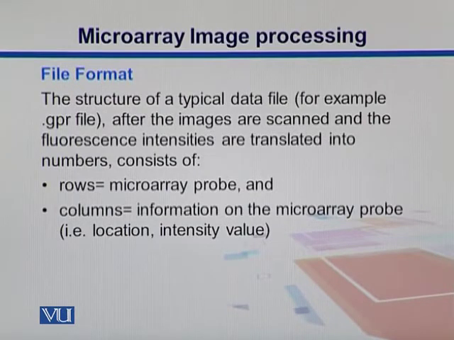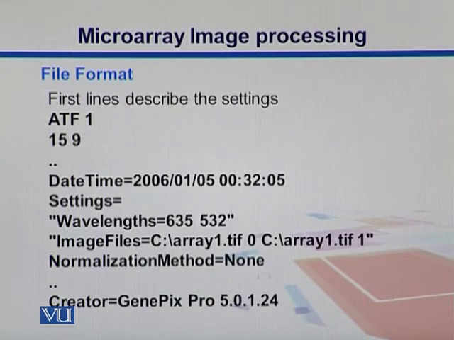So the structure of a typical data file that is returned by this software is the .gpr, that is the GenePix Results file, GPR file. The images are scanned and the fluorescence intensities are translated into numbers, and they are returned in the shape of these files that have rows. Over there we have microarray probes, and columns represent information about those microarray probes, for example locations and intensity values. A typical file looks like this.